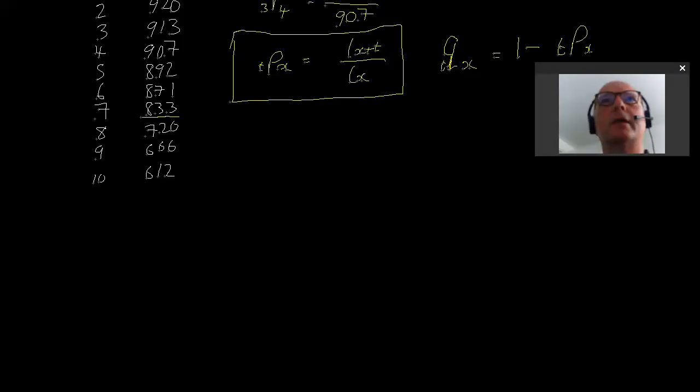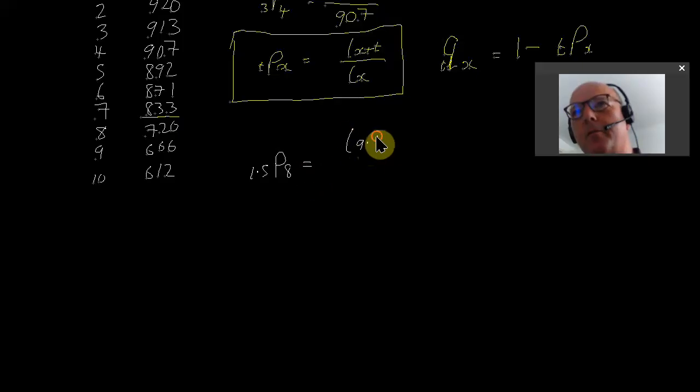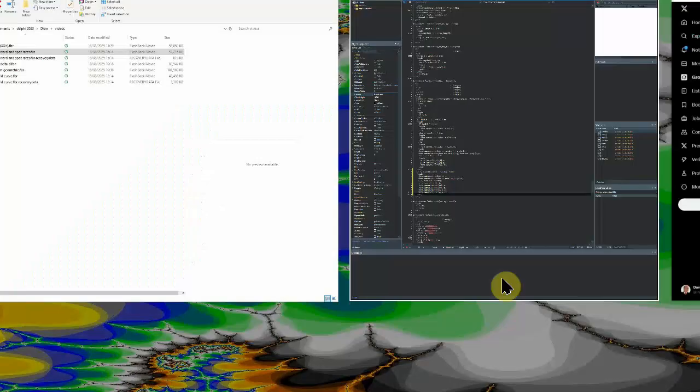So let's say we want the probability that an 8-year-old survives for 1.5 years. Well, obviously that is going to be L 9.5 over L8. We know what L8 is: 720.